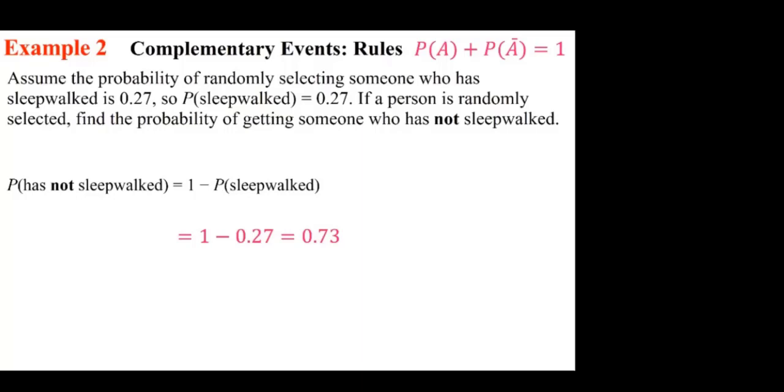I'm following the way it's given, but if I was not given this part and I just had this one, then I would probably define sleepwalking as, let's say, S for the sake of argument. Then I would say probability of S is equal to 0.27, and probability of S not would be 1 minus probability of S, and I would plug in. So I like to define the event by a variable to make life easier as we do the writing.